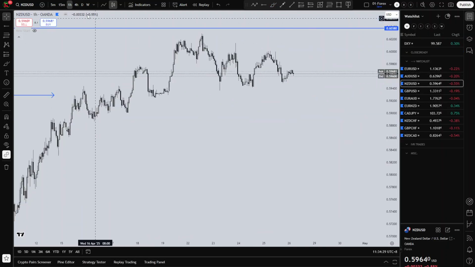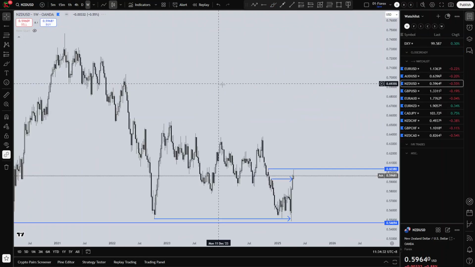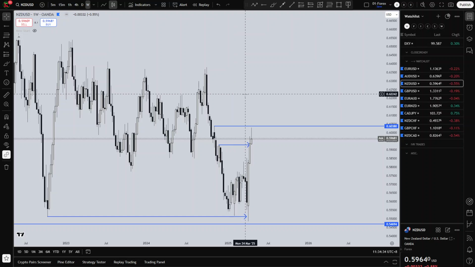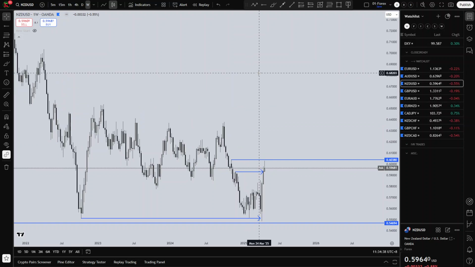New Zealand dollar, US dollar on the weekly time frame, we tapped into a bit more significant areas than in Australian dollar, US dollar. We are coming from a value area.